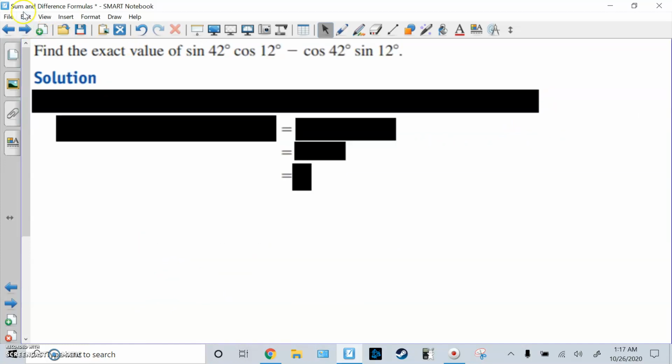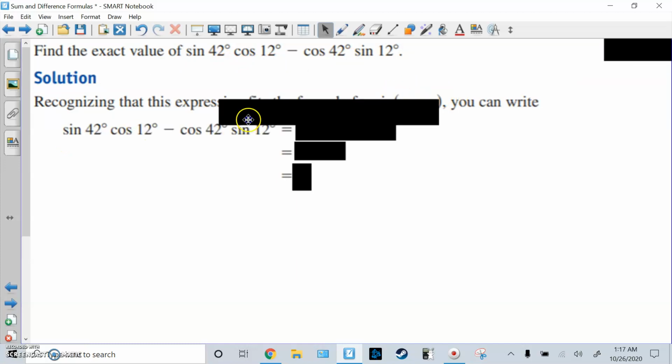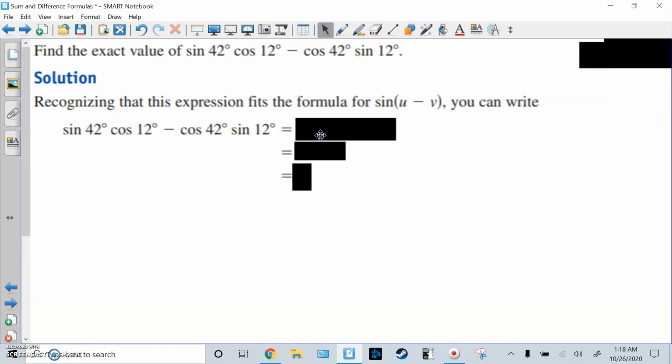Alright, here's another way we can see it. Find the exact value of sine of 42 degrees times cosine of 12 degrees, minus cosine of 42 degrees times sine of 12 degrees. We have no clue what the sine or cosine of 42 was, but this pattern you should recognize: sine times cosine minus cosine times sine. This is actually the reverse of a difference formula. So that's really sine of u minus v. So we can change that into sine of 42 minus 12, which is really sine of 30, and sine of 30 is on the unit circle. We know that is 1/2.